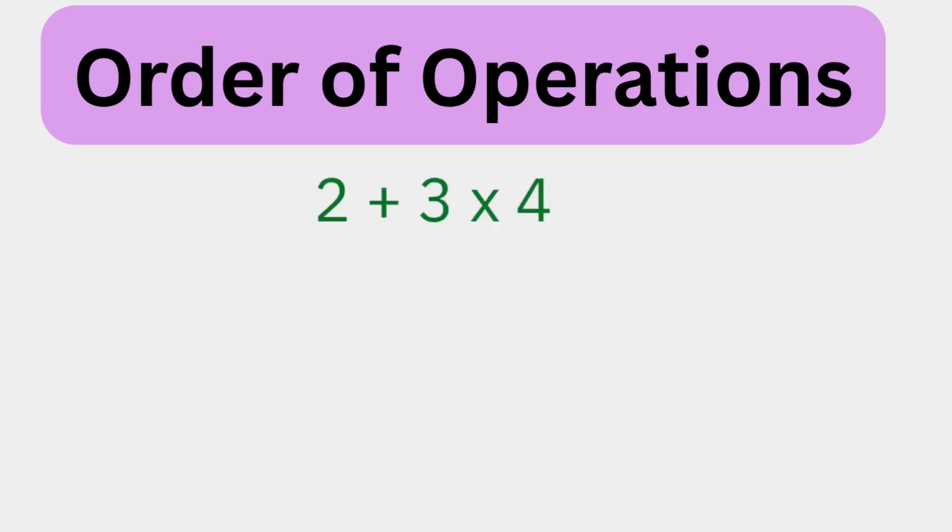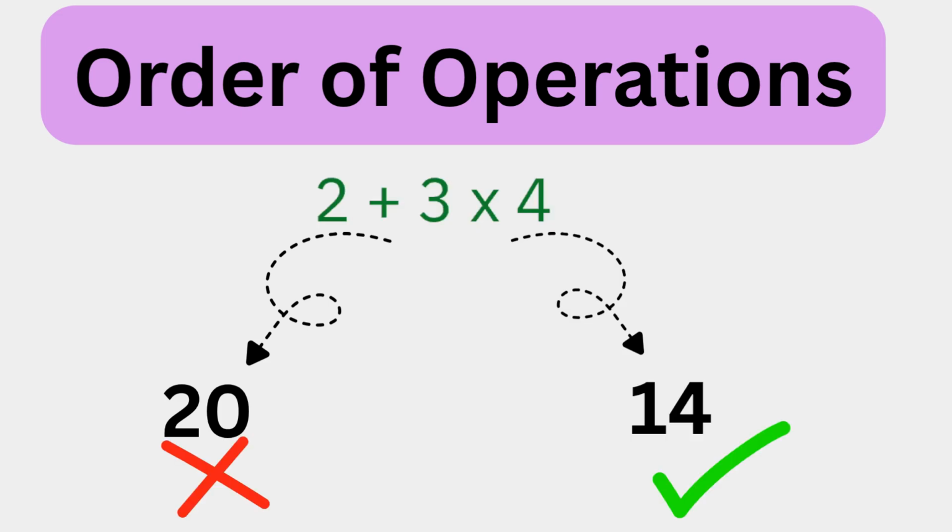What is 2 plus 3 times 4? If you said 20, you are not alone. But the correct answer is actually 14. And the reason comes down to one rule: order of operations.